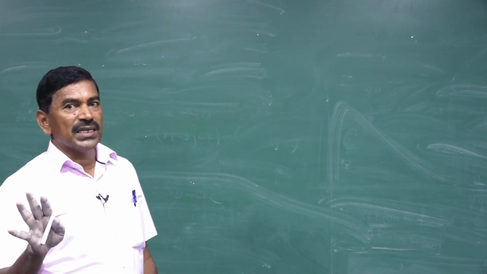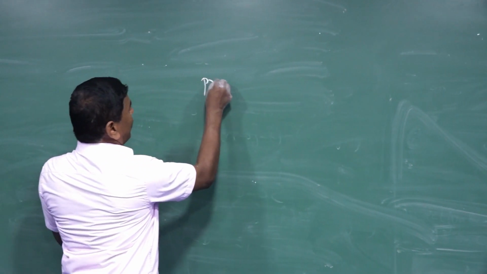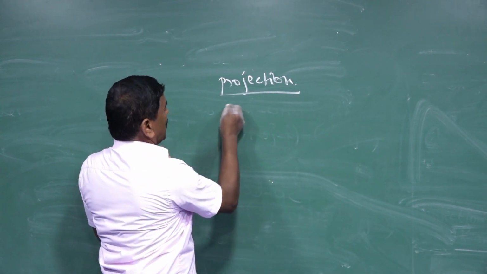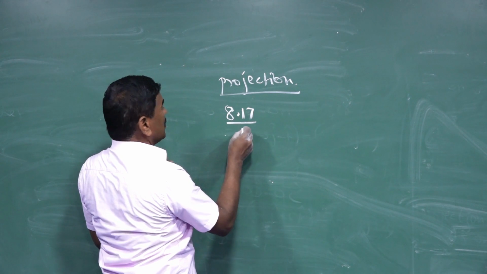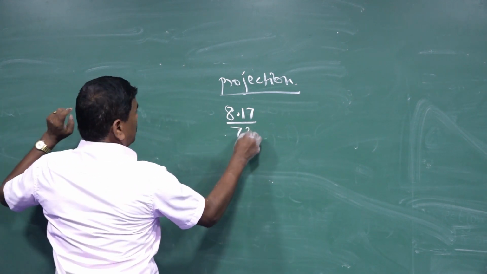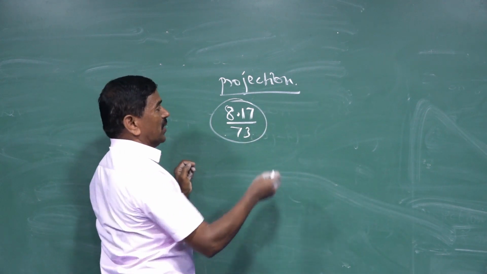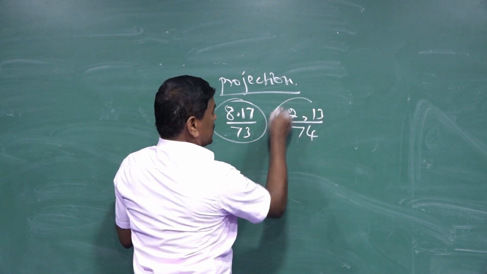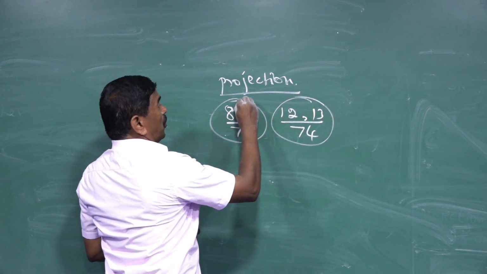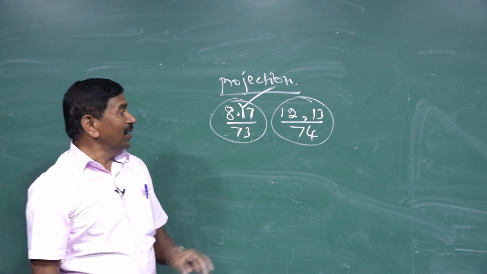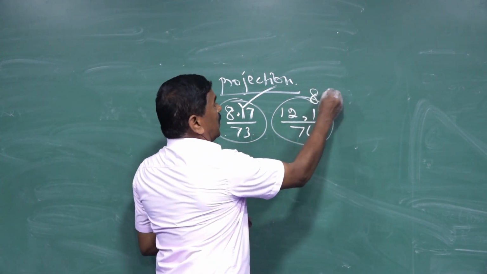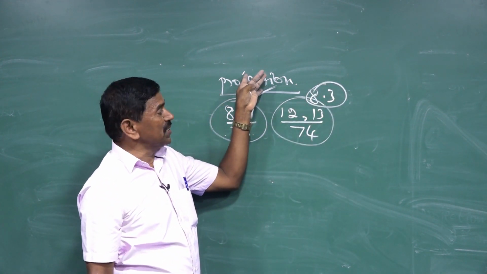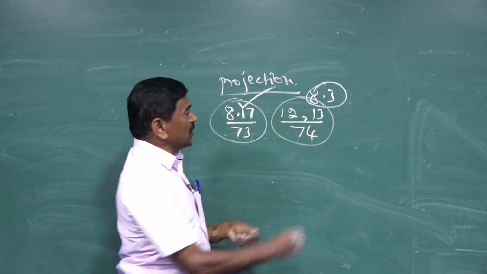Children, listen. In projection, there are 3 questions available: example 8.17 on page number 73, and 2 more questions, 12 and 13 on page number 74 from the exercise. Example 8.17 is completed by myself, and in exercise 8.3, questions 12 and 13 come under the same topic, projection. So 12 and 13 are left for you as homework.